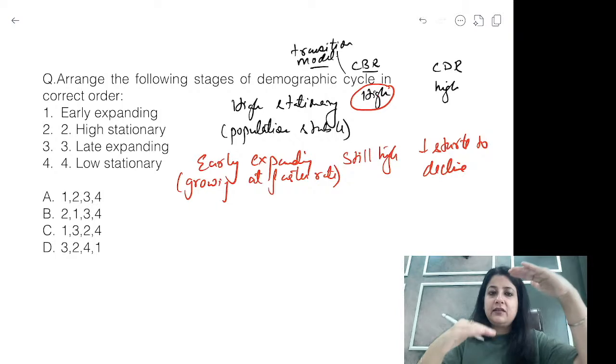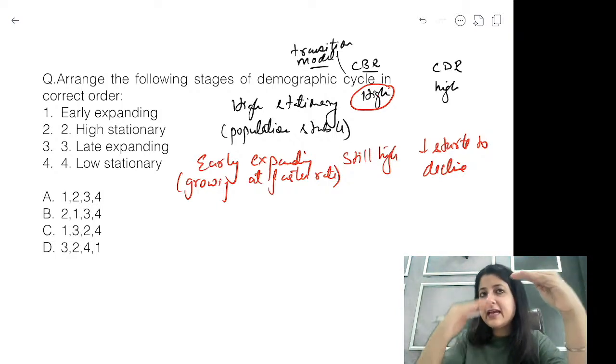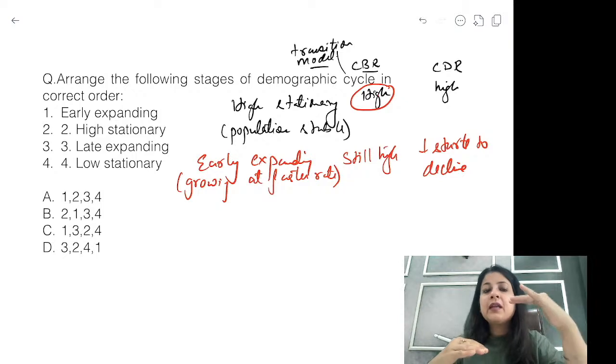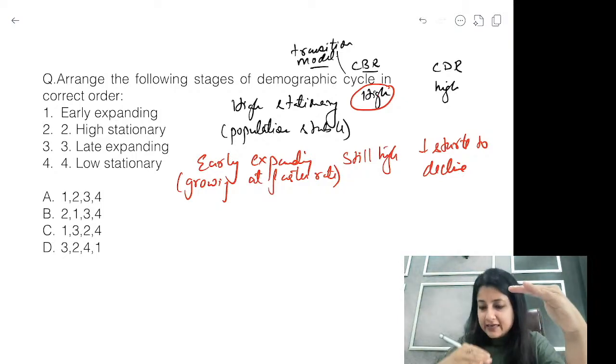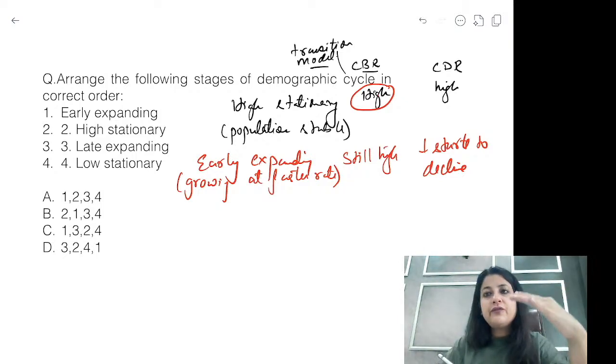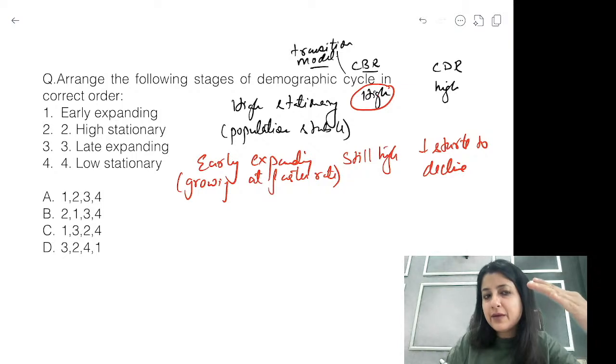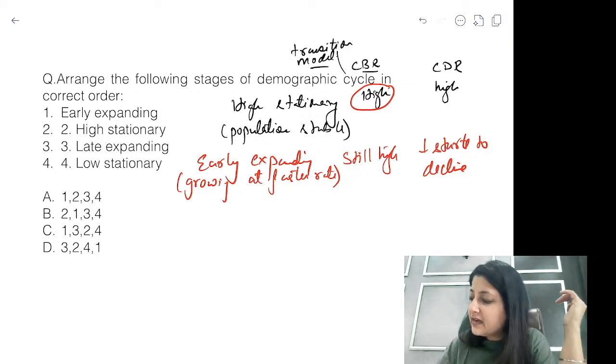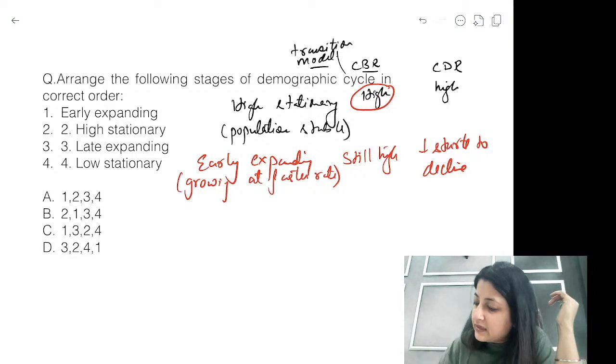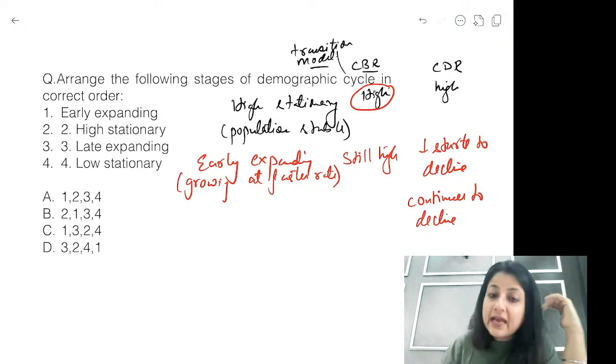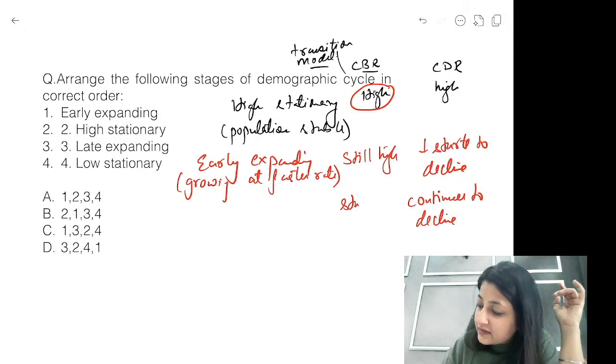Now what happens in the third stage? You can look at the gap, CBR minus CDR, which keeps increasing. In the third stage, deaths are further lowered, and for the first time we are worried about family planning. We are worried about birth rate, so births start to decline. Death rate continues to decline, and for the first time, births start to decline.